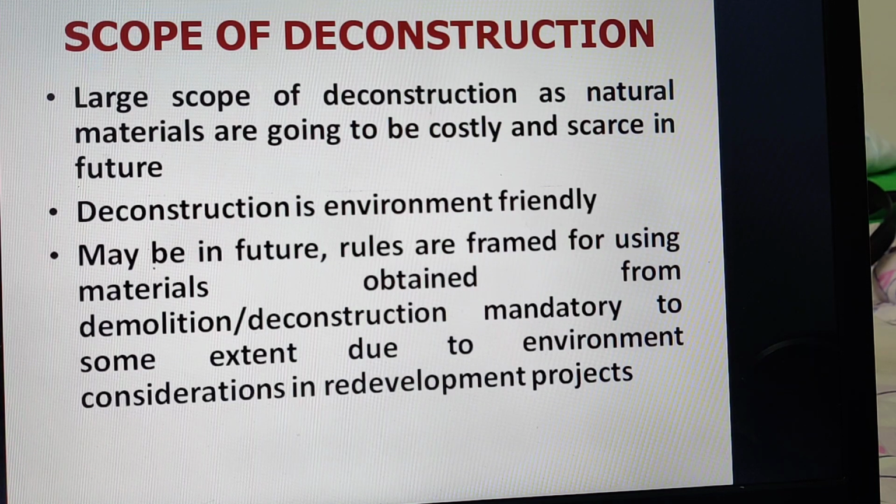Regarding the scope of deconstruction, there is a large scope, as natural materials are going to be very costly and scarce in future, and deconstruction is environment friendly. Maybe in future rules are framed by governments or countries making the use of materials obtained from demolition or deconstruction mandatory to some extent, due to environmental consideration in redevelopment projects.